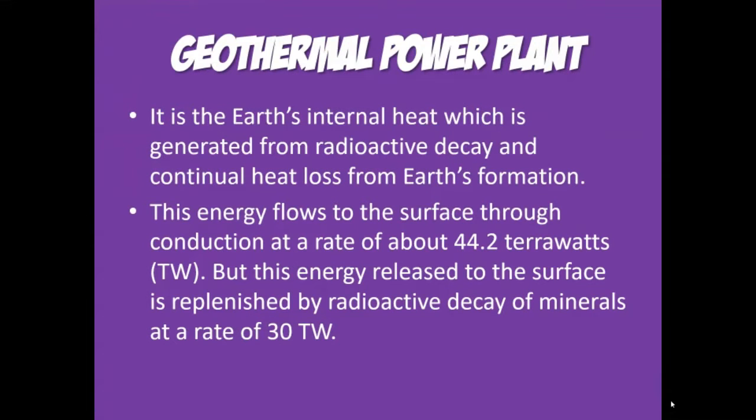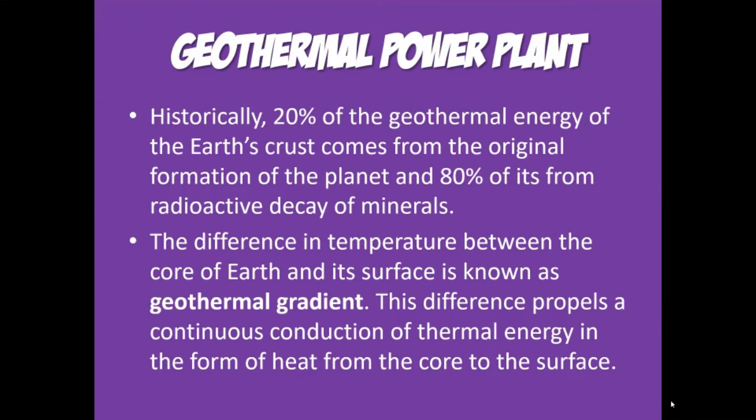So, in terms of geothermal power plant, it is the Earth's internal heat which is generated from radioactive decay and continual heat loss from Earth's formation. This energy flows to the surface through conduction at a rate of about 40 to 44.2 terawatts. But this energy released to the surface is replenished by radioactive decay of minerals at a rate of 38 terawatts. So historically, 20% of the geothermal energy of the Earth's crust comes from the original formation of the planet, and 80% of it's from radioactive decay of minerals.